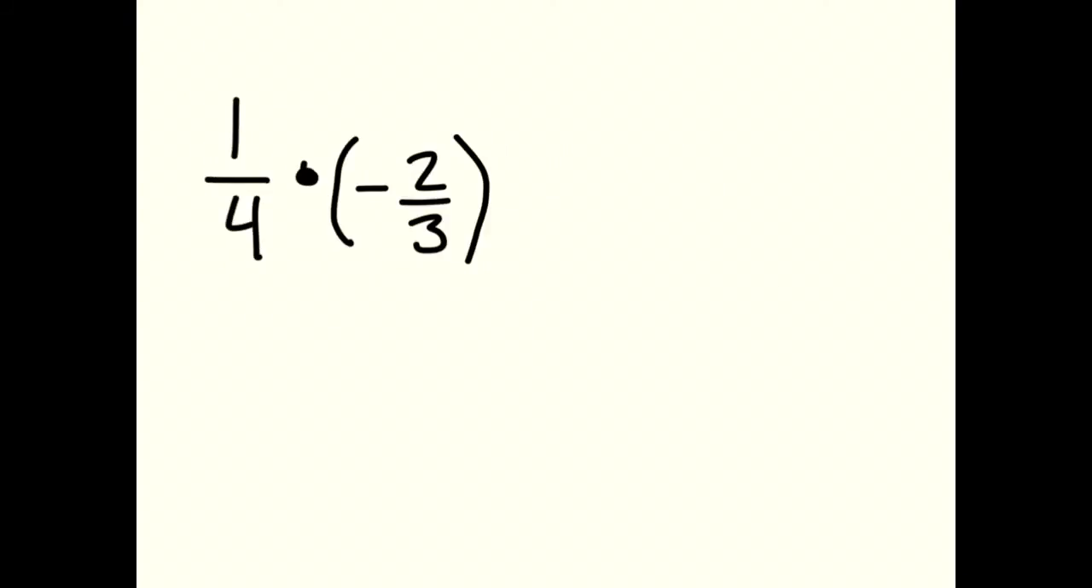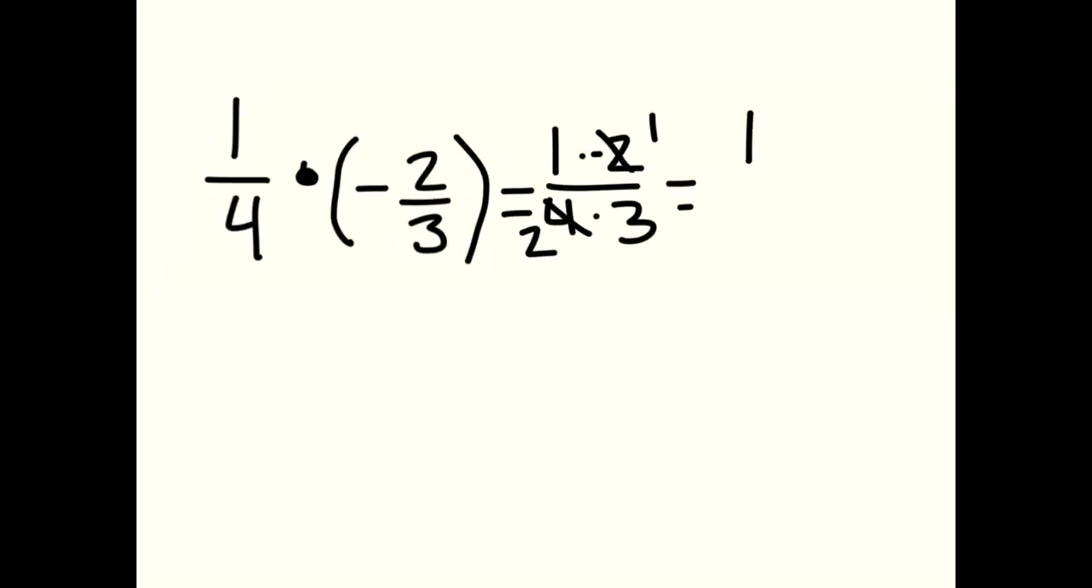To multiply this fraction, you have to rewrite it. So it would be 1 times 2 over 4 times 3, negative 2. And then you turn this into a 1 and turn that into a 2. And then you do 1 times 1 is 1, and 2 times 3 is 6, and 1/6 is your answer.